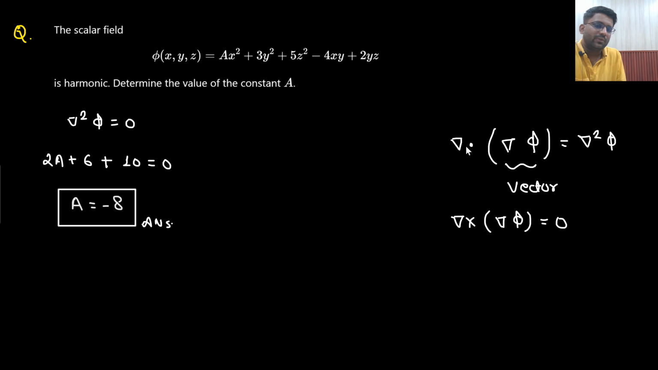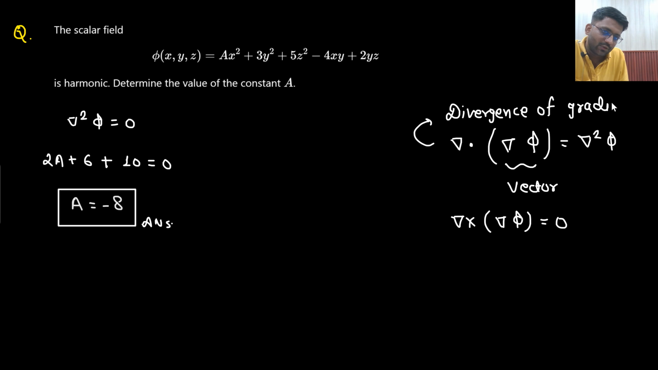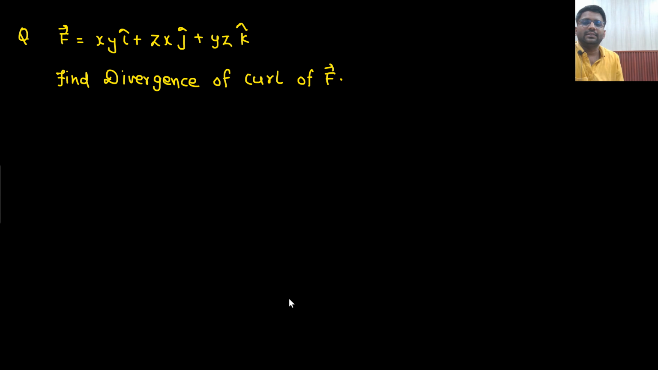Because someone would be having the doubt, what if I do the cross product? When you do the cross product, it will come out to be 0. So it is curl of gradient. This is your divergence of gradient, right? It is divergence of gradient of f or of phi. And this is curl of gradient. Okay. So let's see the next question.